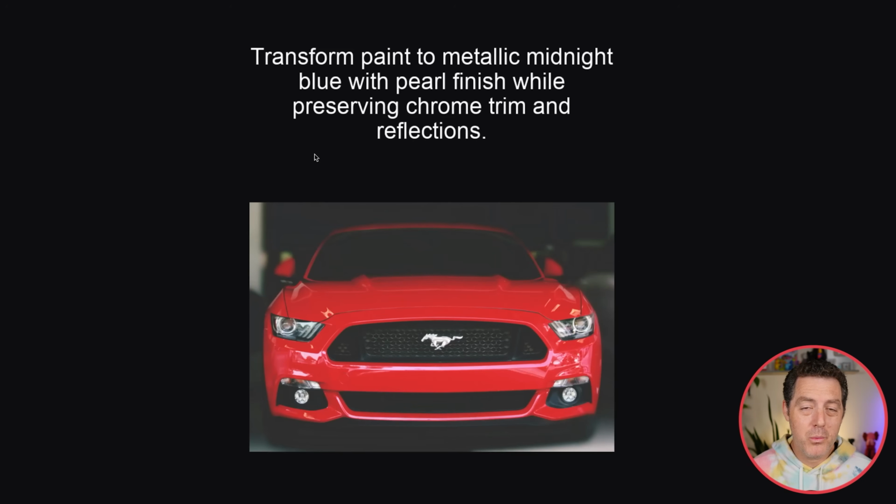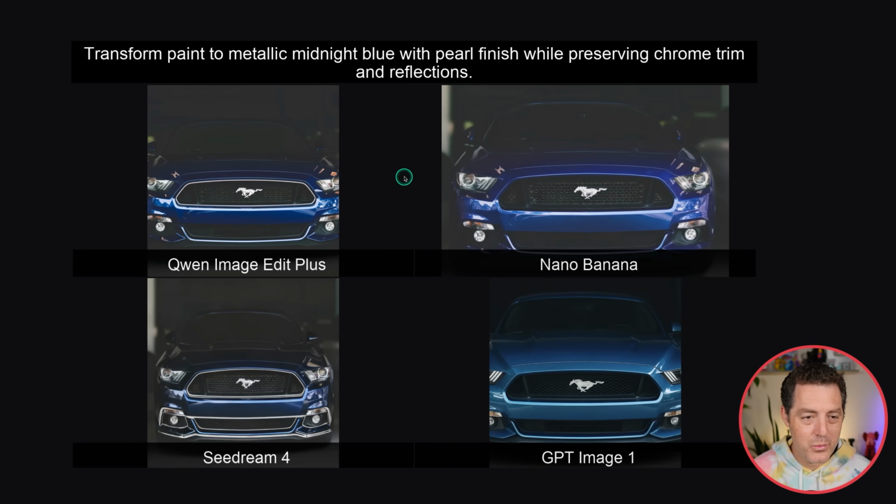All right, now let's say we want to change the color of something, a very common use case. Let's say a piece of clothing or a car in this case. Let's see how well these models actually do. So here's a red Mustang. Transform paint into metallic midnight blue with pearl finish while preserving chrome trim and reflections. Let's see. And here we go.